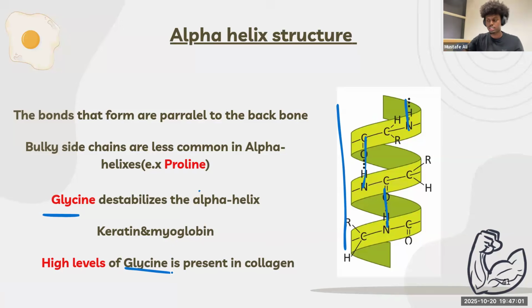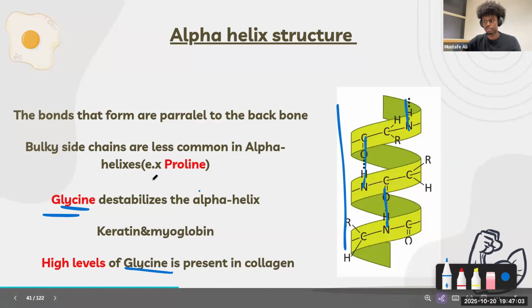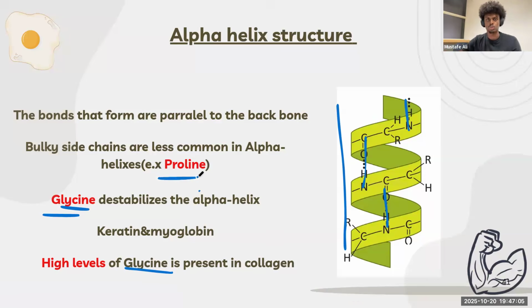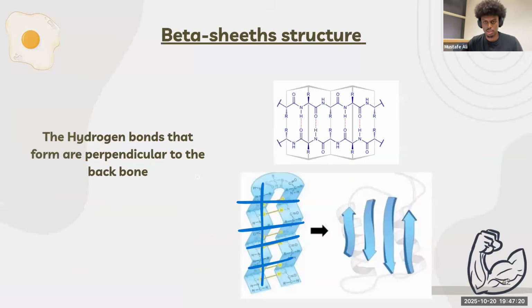Alpha helixes have no glycine and no proline, right? We talked about how they destabilize the structure. Whilst in collagen, they have a bunch of glycine. That's the only difference I want you to remember, and the only thing they could examine you on in case. Did that make sense?